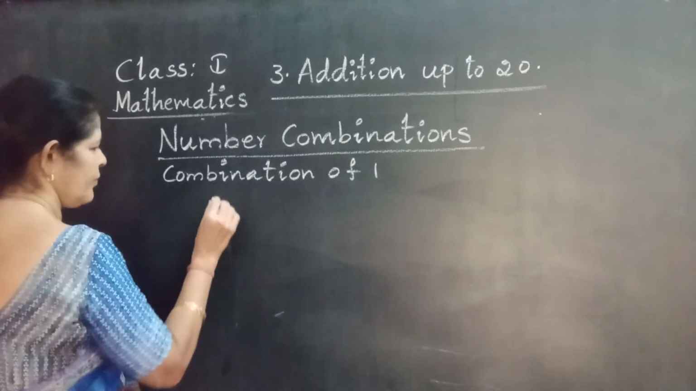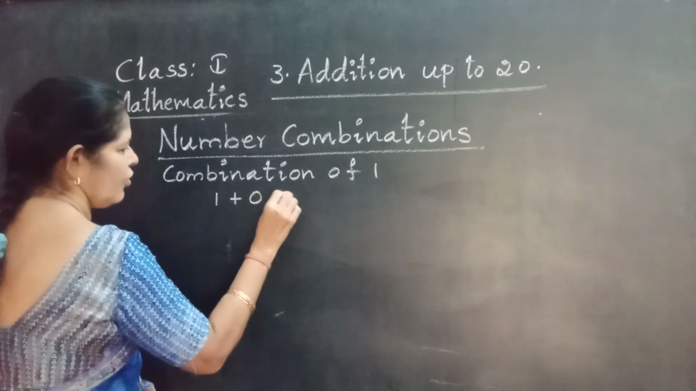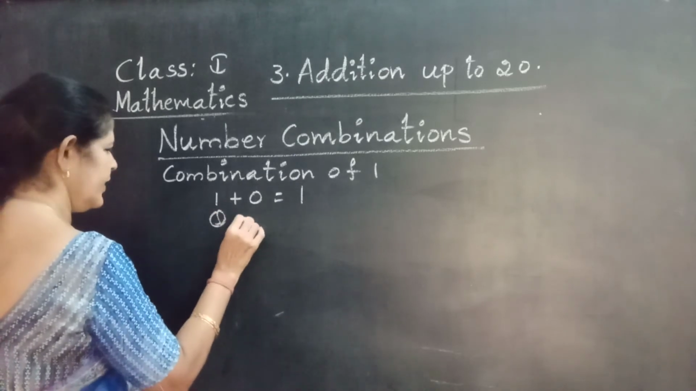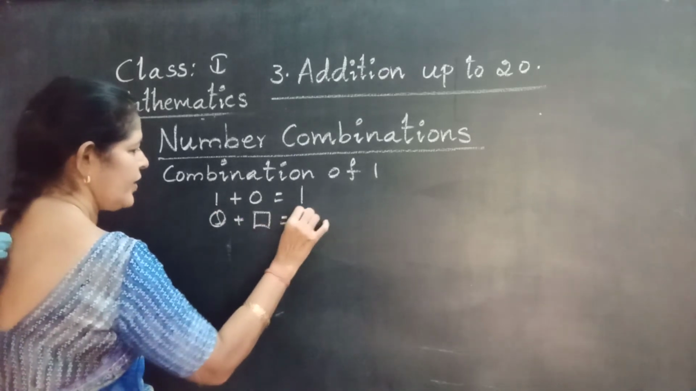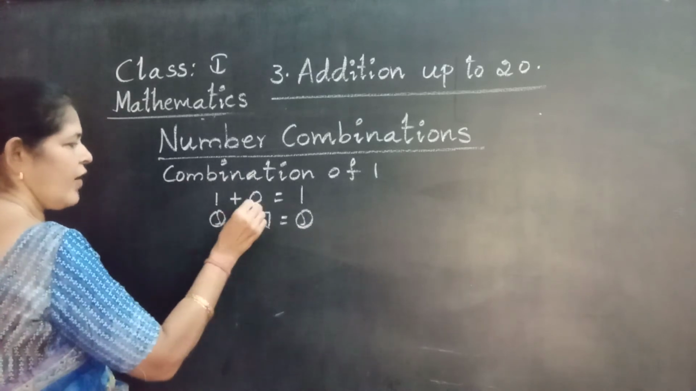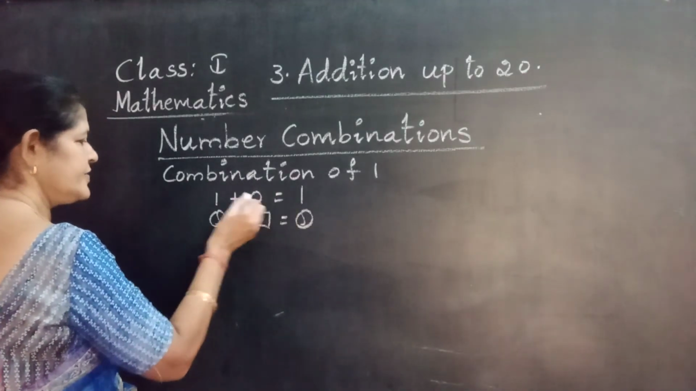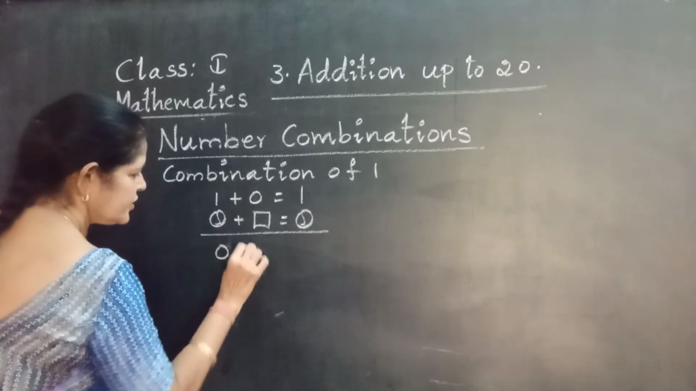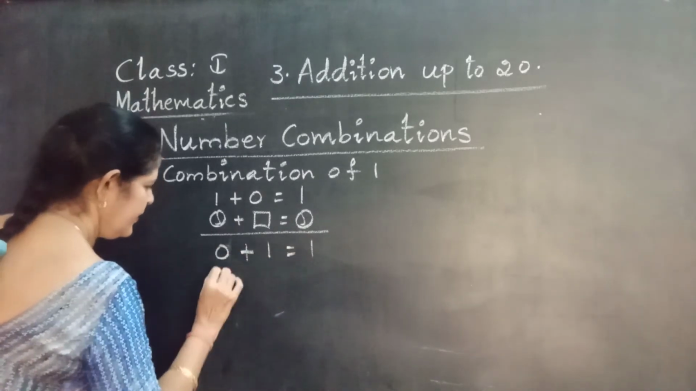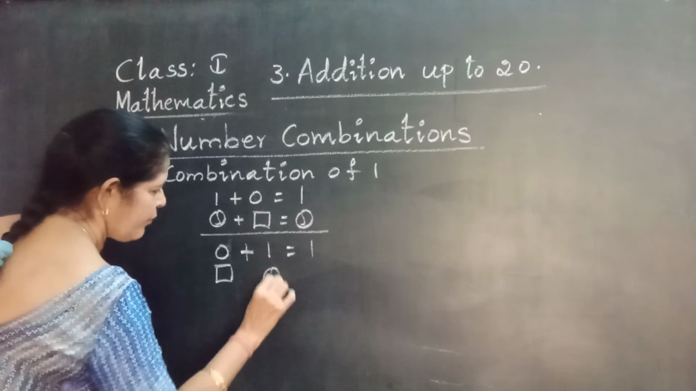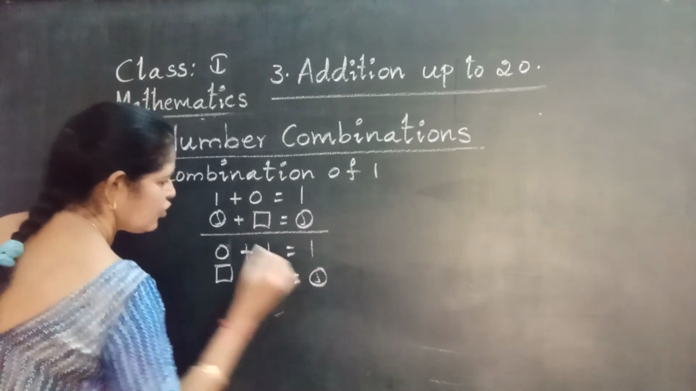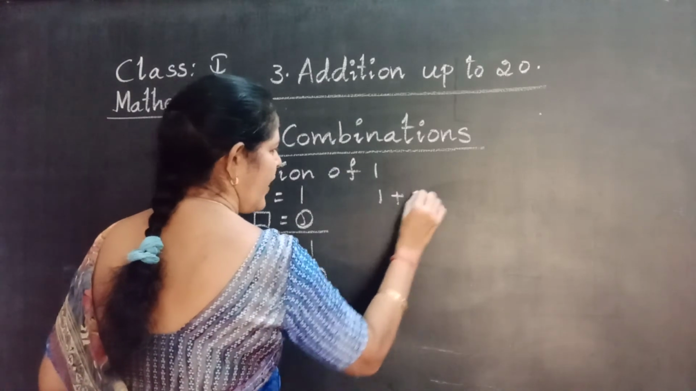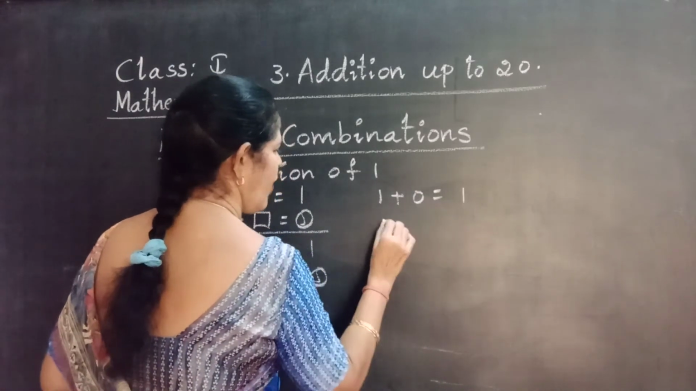Yes, combination of 1. Ready now? Come on. 1 plus 0 is 1. 1 bar here, an empty place. How many bars? 1 only. 1 plus 0 is 1. 0 plus 1 is 1. The next combination is 0 plus 1. Here empty, here 1 bar. The answer is 1. 1 plus 0 equal to 1. This is the combination of 1.